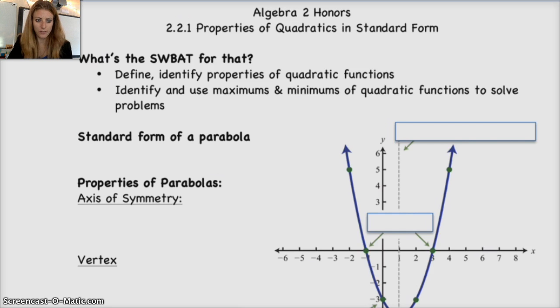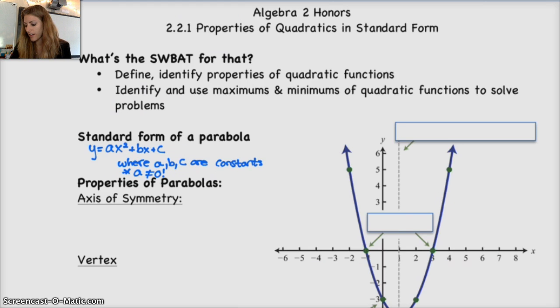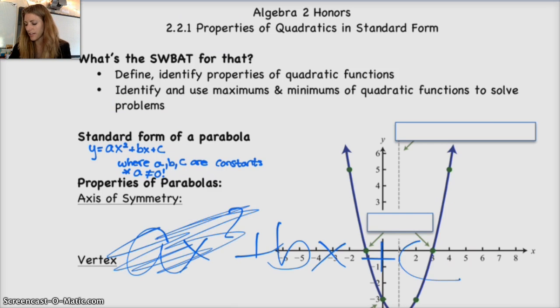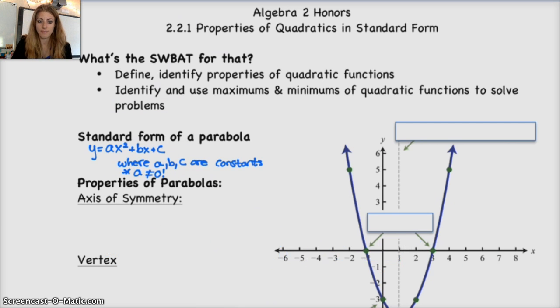They're just numbers. Oh yeah, and also a can't be 0, because if a is 0, then you have ax squared plus bx plus c, but a is 0, so that gets rid of that, and you end up with just bx plus c, which is what type of function? A line, not a quadratic. Two different things. So, if a is 0, then it's not a quadratic. Anyways, moving on.